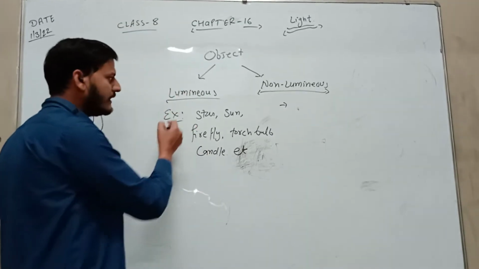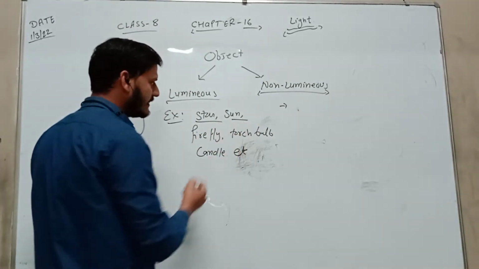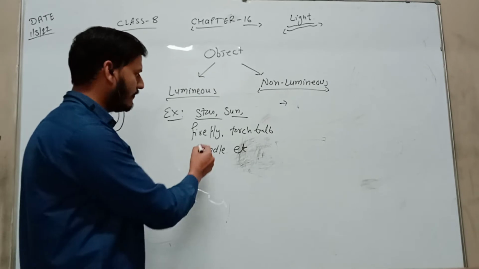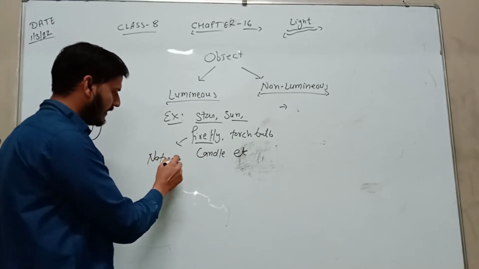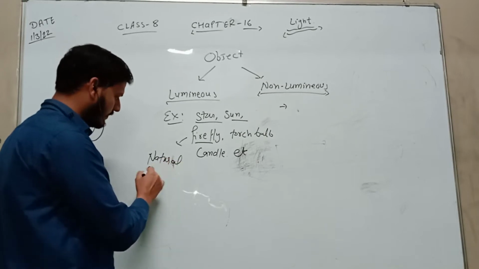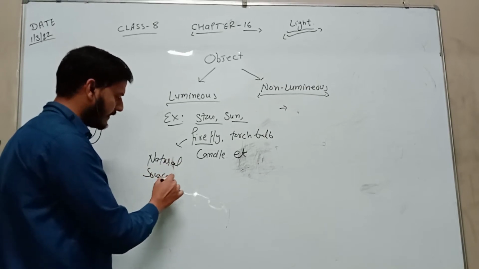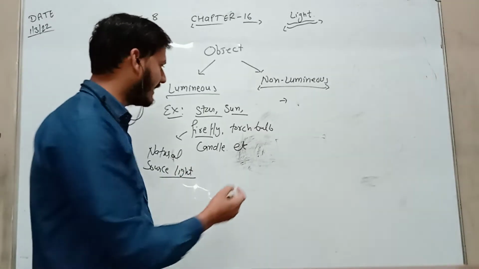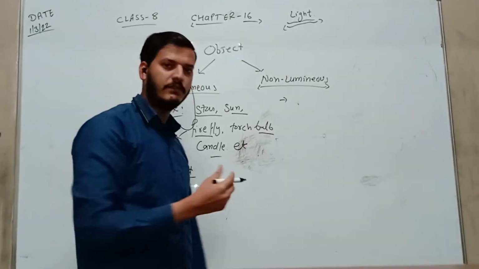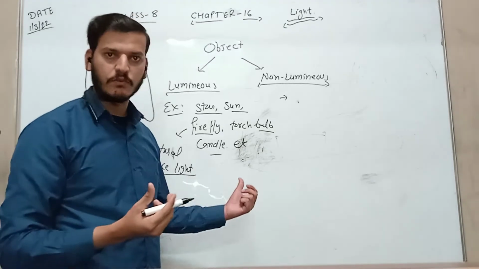Luminous objects are further classified. The sun, stars, and firefly are the natural source of light, so they are known as natural luminous sources. Others like torch, bulb, candle are known as artificial sources of light.